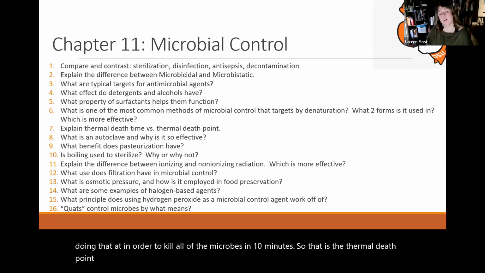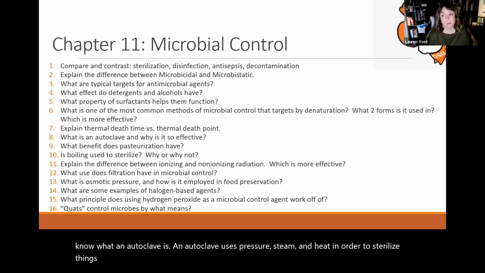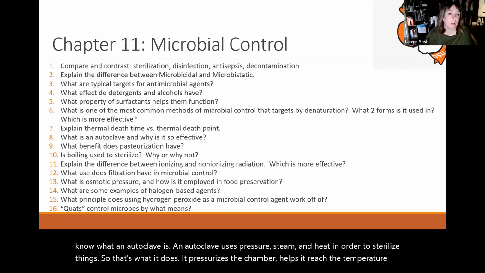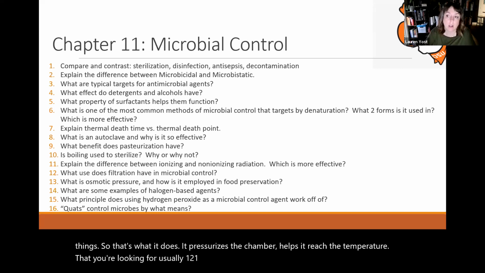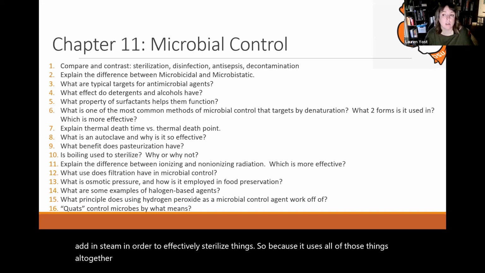So what is an autoclave and why is it so effective? Please tell me that by now you know what an autoclave is. An autoclave uses pressure, steam, and heat in order to sterilize things. It pressurizes a chamber, helps it reach the temperature that you're looking for, usually 121 degrees Celsius, faster. And then it maintains that and adds in steam in order to effectively sterilize things. Because it uses all of those things together, especially with that moist heat, that's what makes it so effective.